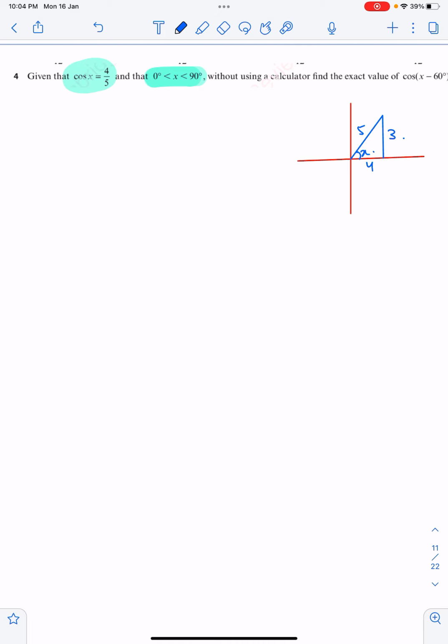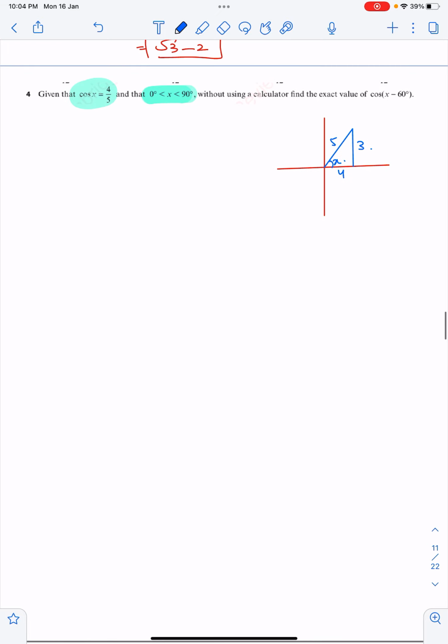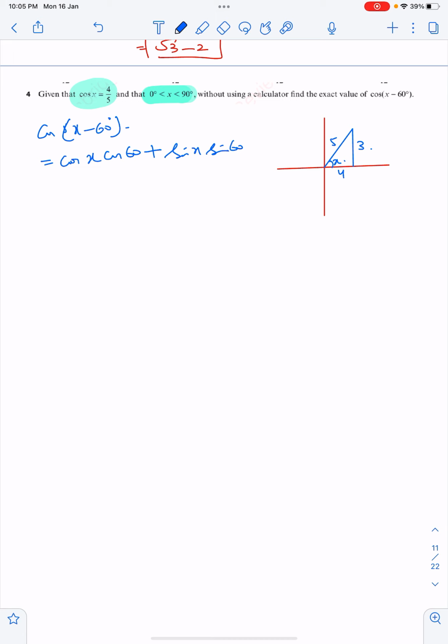Without using a calculator, find out the exact value of cos of x minus 60. So, I am using the formula here, cos of x minus 60 equals cos of x cos of 60 plus sin of x sin of 60. Okay, cos of x we know is 4 upon 5. If I just use this diagram and find out sin of x here, sin of x is opposite upon hypotenuse, which is 3 upon 5.